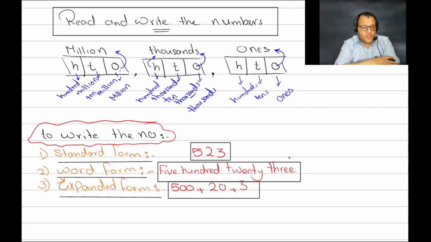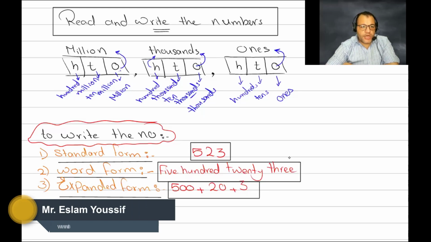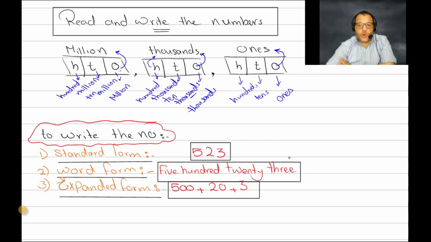Yes, sir. I was saying that I didn't understand the standard form, the word form, and the expanded form. Okay. So there are three ways that we can use to write any number. The first way is called standard form.